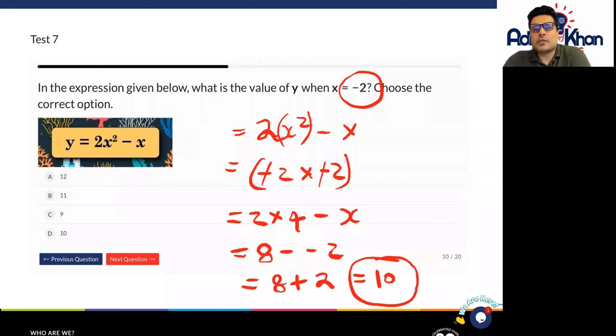Good luck with the rest of the questions. They're a mixture of indices and algebraic questions put together. Try your best, and we'll review these in our next lesson.